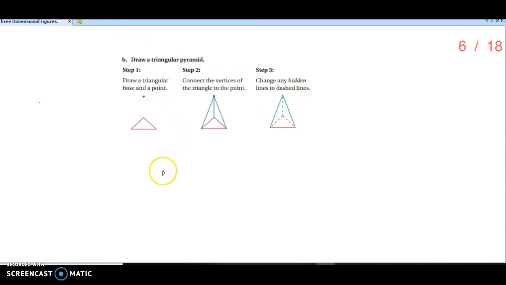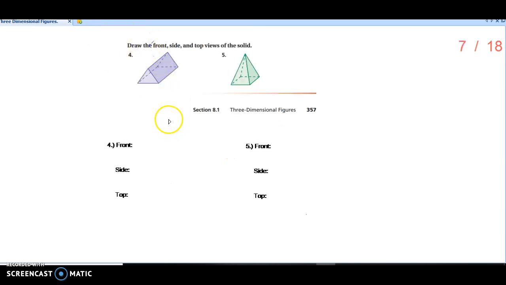To do a triangular pyramid, so that means the base is a triangle, you're going to draw your triangle, and then you put a point above that top vertex there, and then all you have to do is draw a line from the point to each one of the vertices. Sorry, it's really hard to draw a straight line on here. And then again, any hidden lines you would go ahead and show as dotted lines from there.